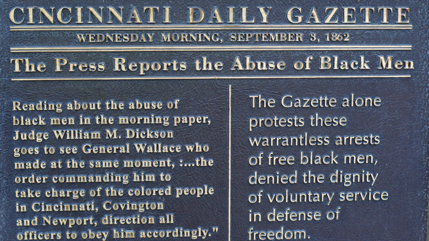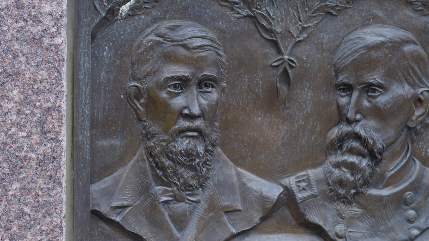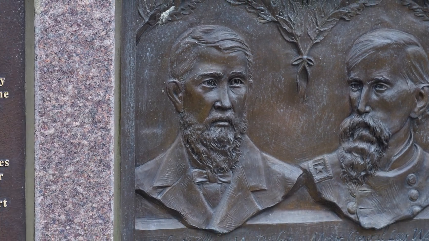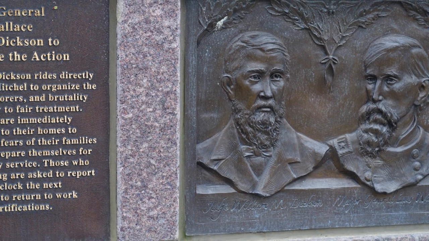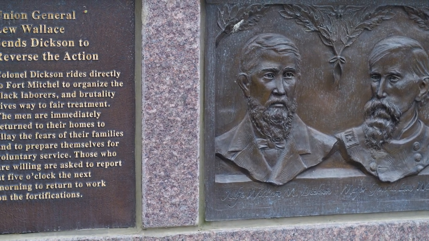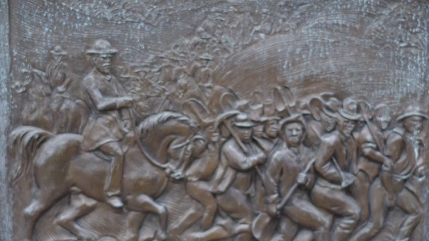The abolitionists helped get the word out, and the Cincinnati Daily Gazette helped report this to the masses. And people were appalled at the way that the black citizens were being treated. New leadership was sent in to help organize the ranks. And they were all sent home in hopes that they would come back and volunteer the next day. Dixon sent all of those men home in hopes that they would return and volunteer the next day.